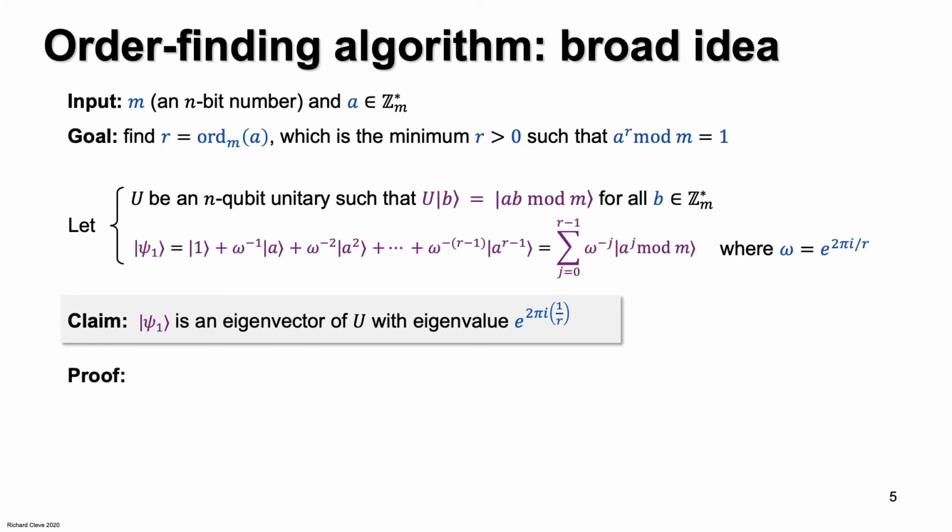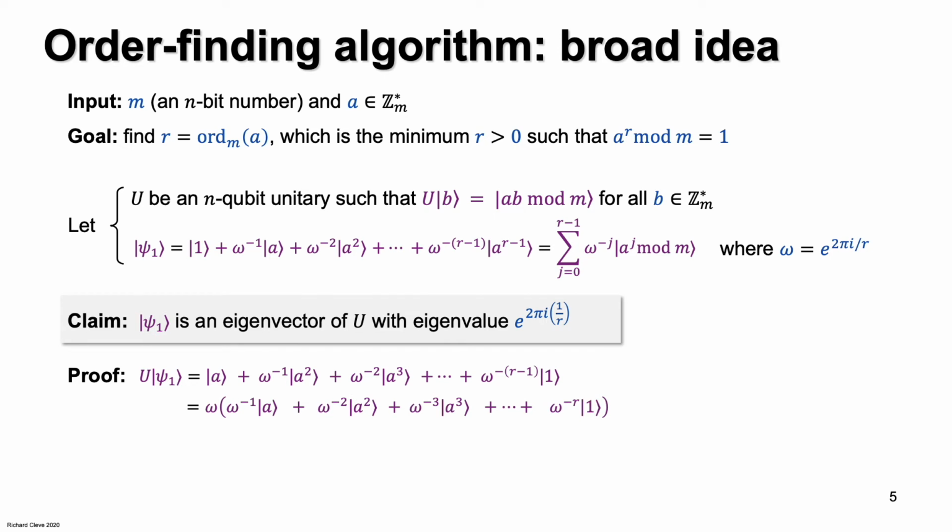To see why this is so, look at what happens if we apply U to psi 1. This maps ket a to the k to ket a to the k plus 1, where there's a wraparound at the end with ket a to the r minus 1 wrapping around to ket 1. So applying U rearranges the kets so that the phase associated with ket a to the k changes from omega to the minus k to omega to the minus k minus 1. And this is equivalent to multiplying the state psi 1 by omega.